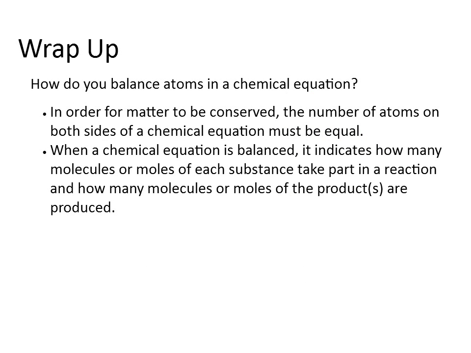So to wrap up this lesson, how do you balance atoms in a chemical equation? We need to balance atoms in chemical equations in order to show that matter is conserved. To do that, the number of atoms on both sides of a chemical equation must be equal. However, this is done only by adjusting the coefficients of the reactants and the products. When a chemical equation is balanced, those coefficients then indicate how many molecules or moles of each substance take part in a reaction and how many molecules or moles of the products are formed.